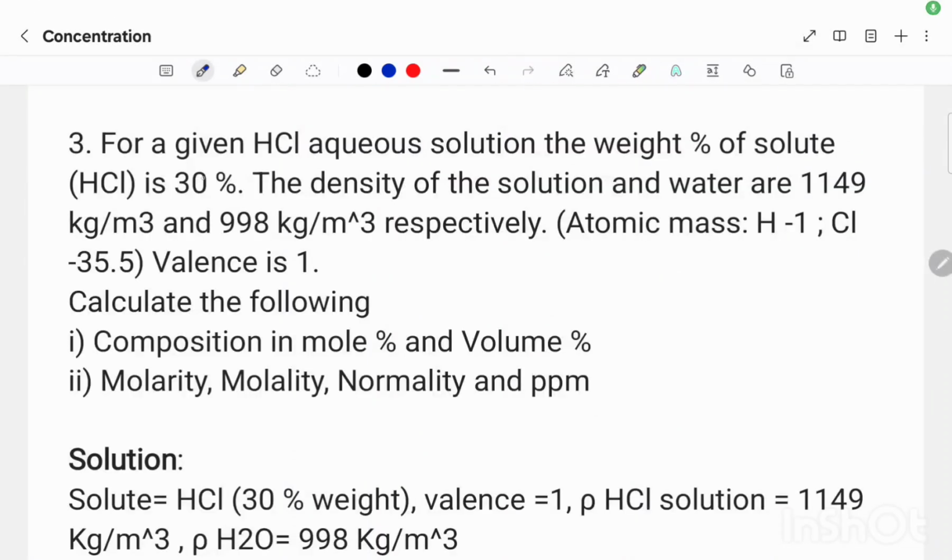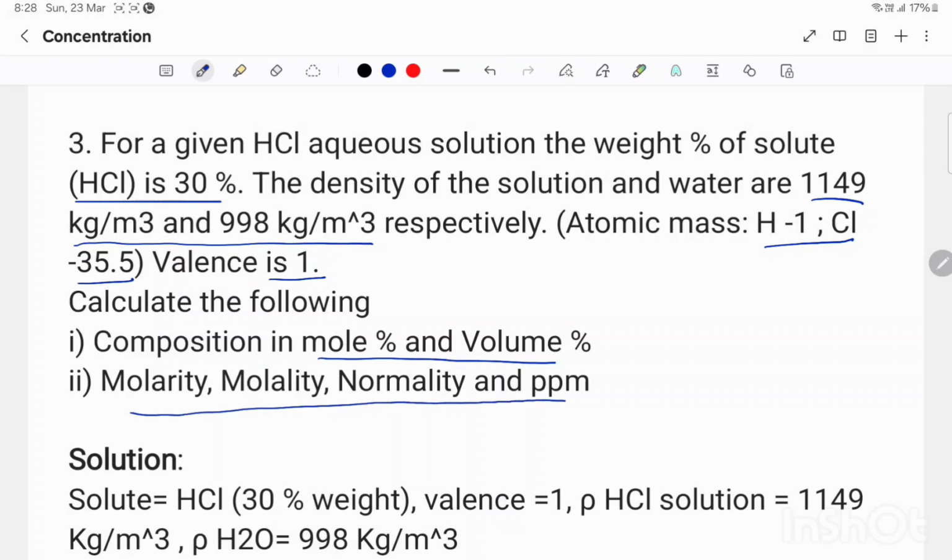Let us solve a problem with a combination of mole percentage, mass percentage, weight percentage, molarity, molality, normality and ppm. The statement of the problem is: for a given HCl aqueous solution, the weight percentage of the solute is 30%. The densities of the solution and water are 1149 kg per meter cube and 998 kg per meter cube. The atomic mass of H is 1, Cl is 35.5, valence is 1. They are asking us to calculate the composition in mole percentage and volume percentage, molarity, molality, normality and ppm.